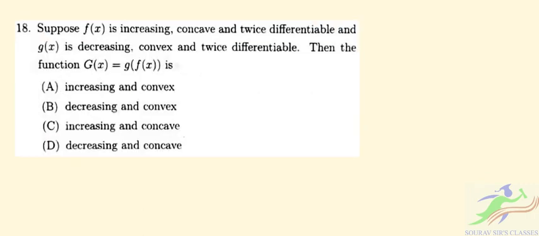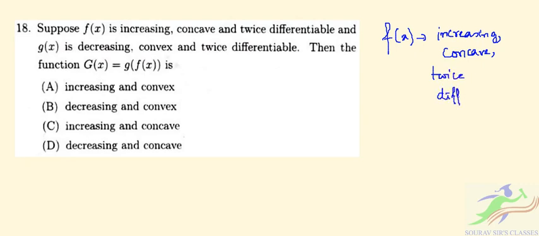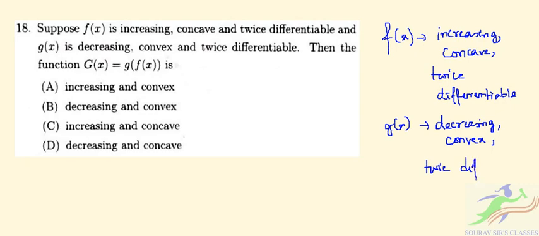Question number 18. Suppose f of x is given, which is increasing, concave and twice differentiable, whereas g of x is decreasing, convex and twice differentiable. So we have the function g of f of x. We have to find which of the following options is true.